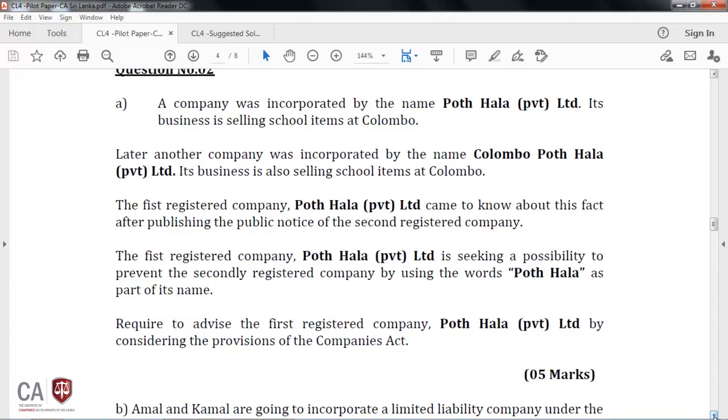Now, before I go to the answer, I need to tell you that in answering such a question, you need to elaborate the law, because this is a law paper, and also you need to illustrate and explain what sort of advice that you can give, because you are required to advise, not to analyze. So you got to be very to the point in giving your advice. Now, you know that in this area of company names, you cannot incorporate a company with the same name or similar name as of an existing company name.